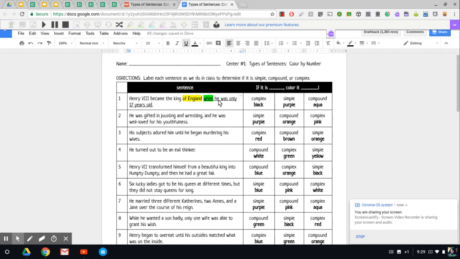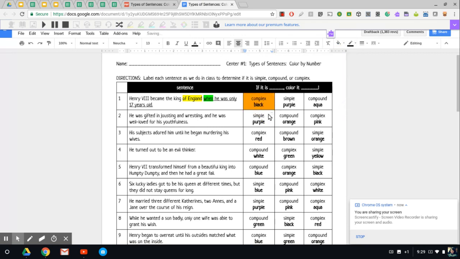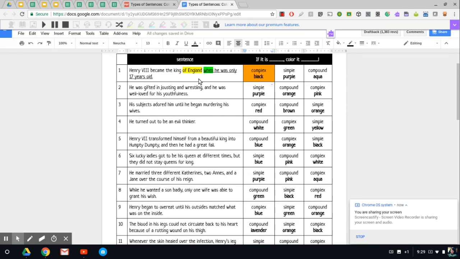So far so good. I've got a dependent clause on this side. That means I've got to find a subject and a verb in what's left. Henry VIII became the king. Henry VIII is the subject and became is the verb. So that tells me that this is a complex sentence. So I would circle or color this in, and this is the color I'm going to be using on my paper when I do it. Okay, so that is your activity for today.